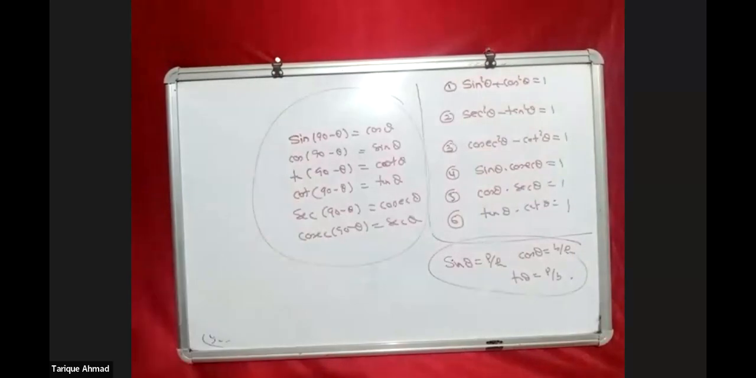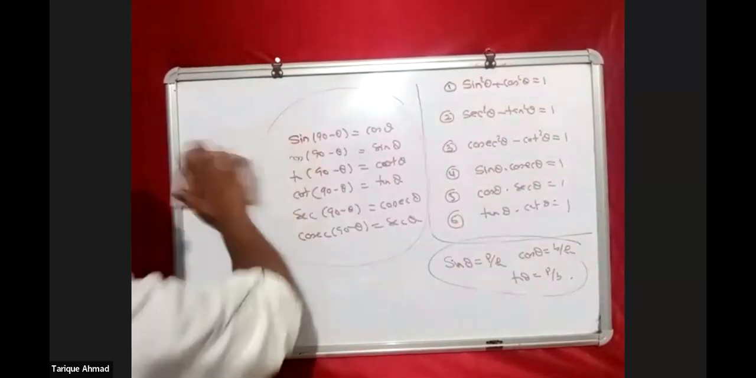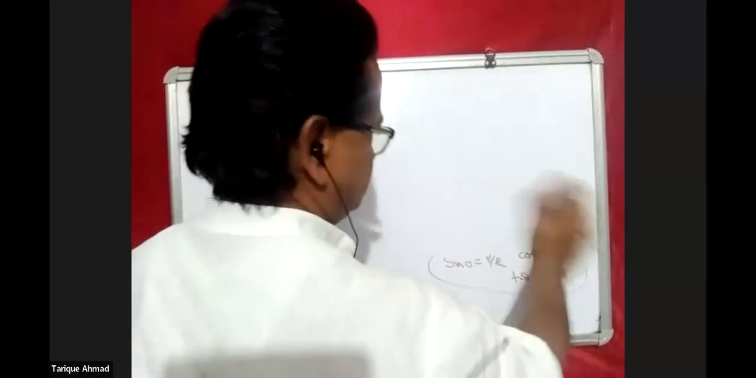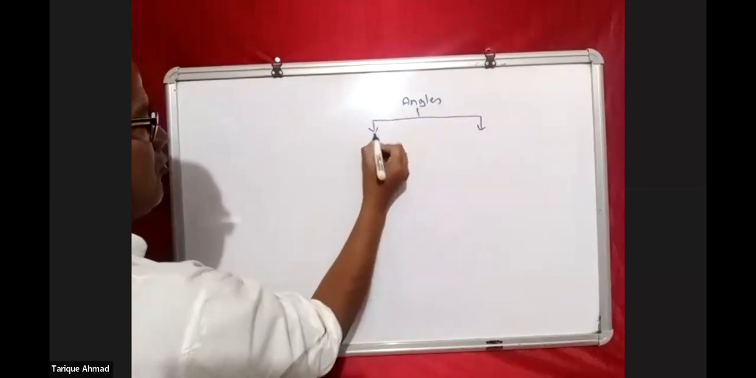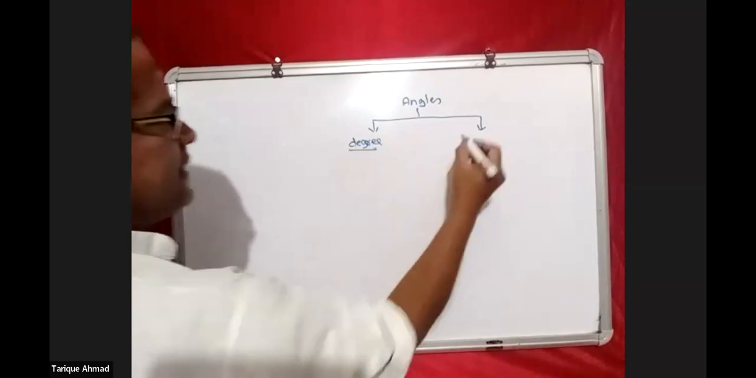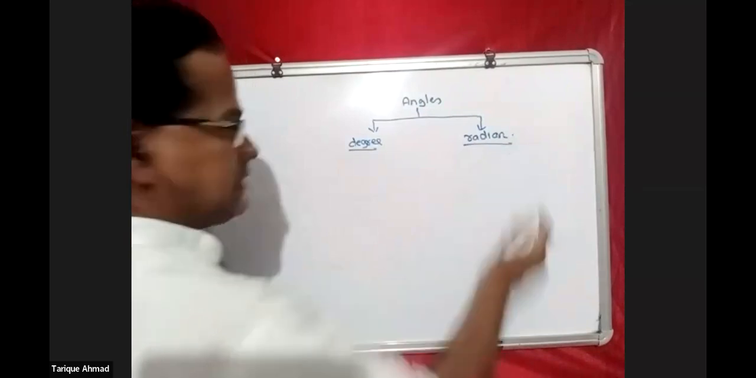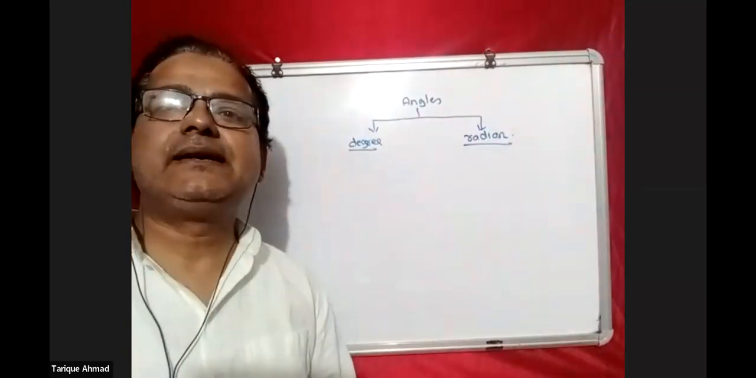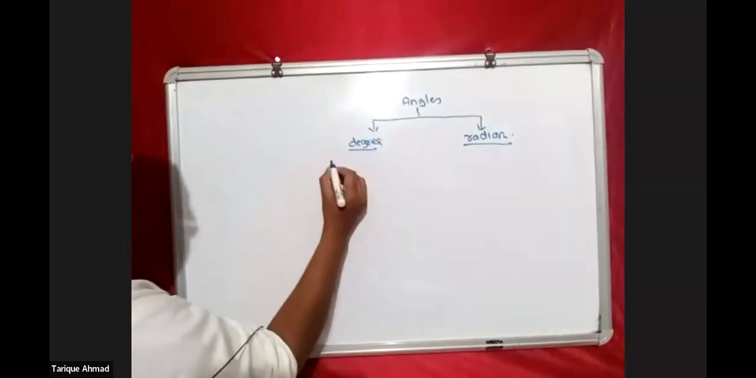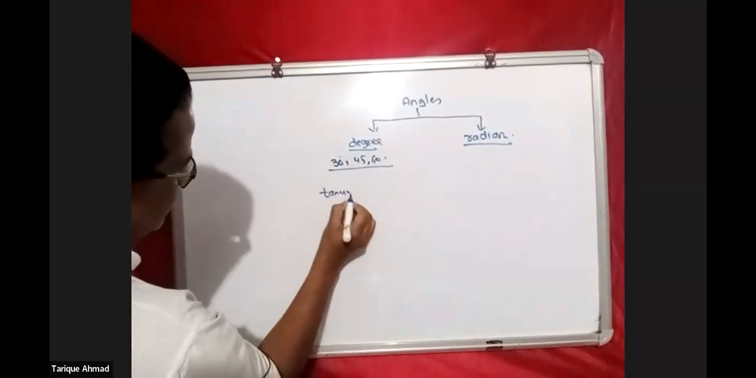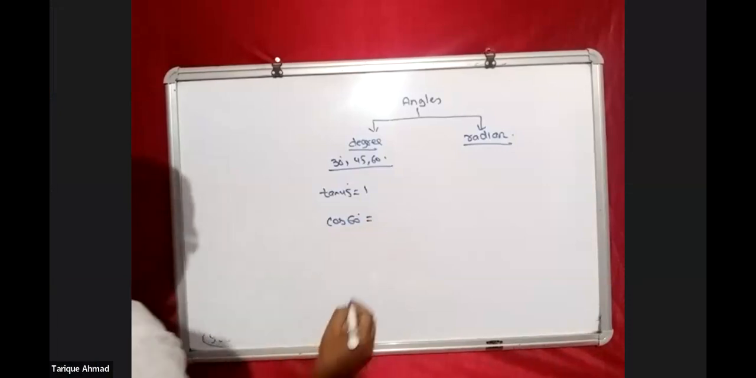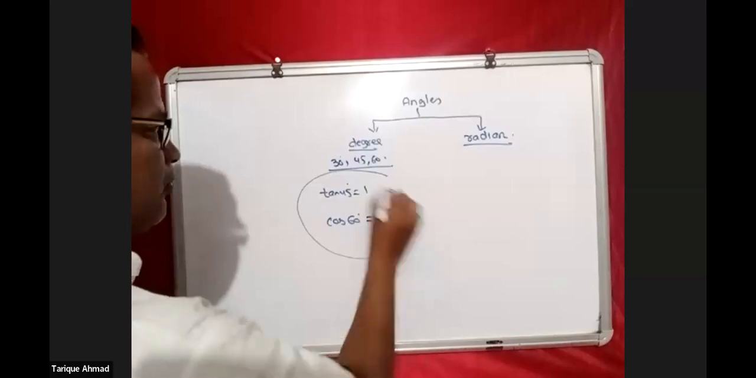Just see, I'm going to show something from class 11th now. See, angles. Angles can be expressed in two ways: one is degree measurement, the other is radian measurement. We have the idea about degree measurement: 30 degree, 45 degree, 60 degree. Who is going to tell me the value of tan 45 degree? 1. Then cos 60 degree? Half, 1 by 2, correct? So we have the idea about the degree.